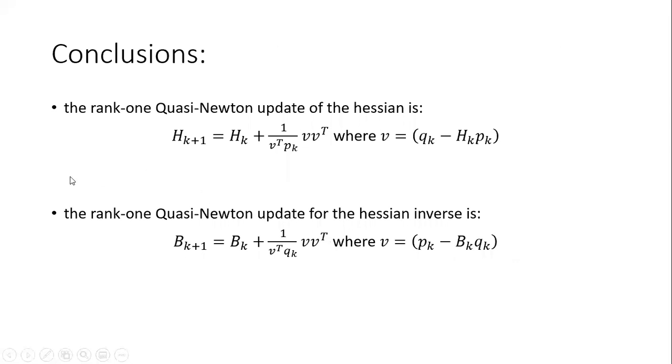So to conclude, the rank-one quasi-Newton update of the Hessian is Hk plus 1 equals Hk plus 1 divided by v transpose pk, multiplied by v v transpose, where v is equal to qk minus Hk pk. And the rank-one quasi-Newton update for the Hessian inverse is Bk plus 1 equals Bk plus 1 divided by v transpose qk, multiplied by v v transpose, where v equals pk minus Bk qk.